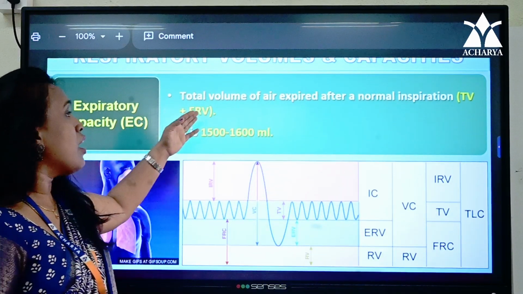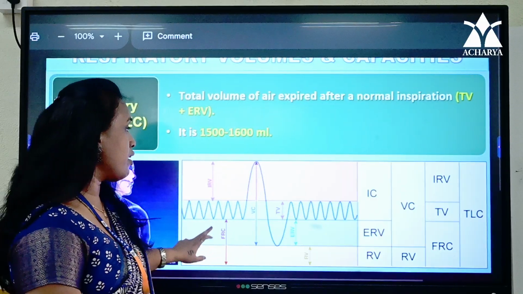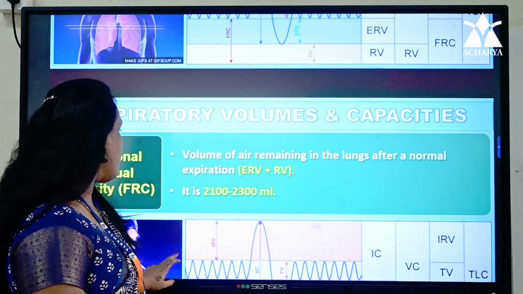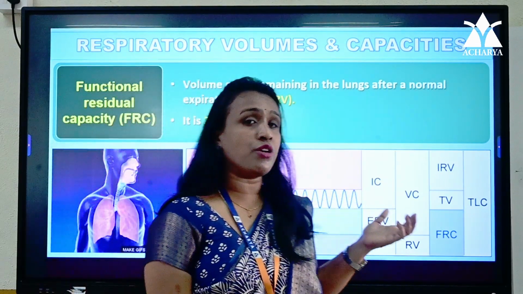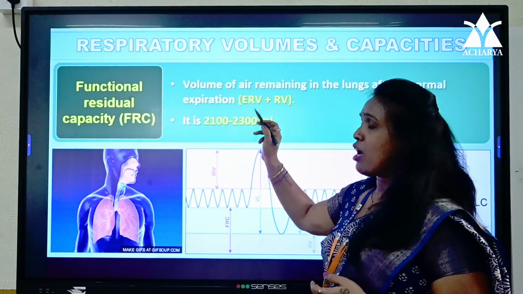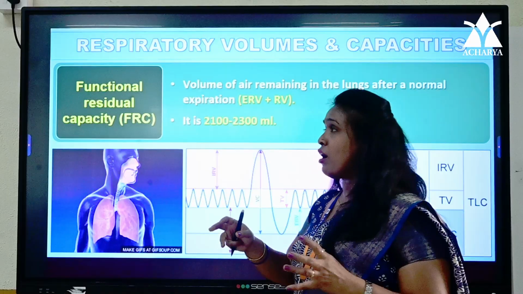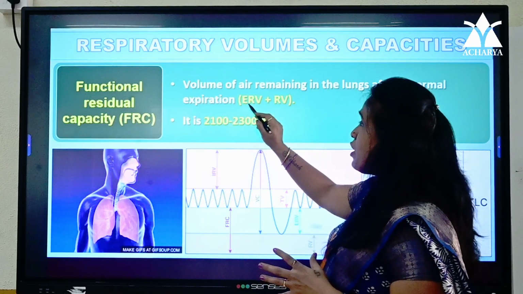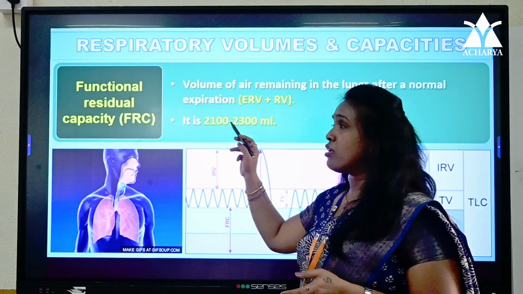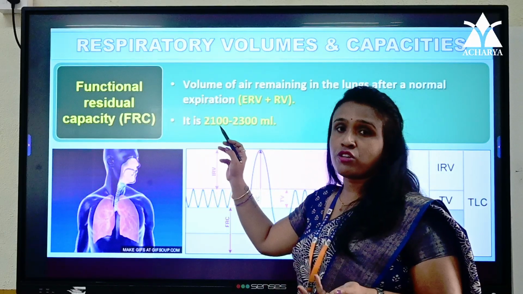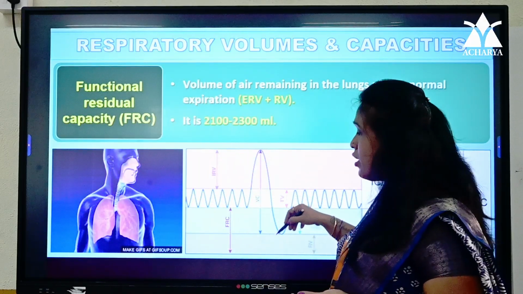Next, coming to the expiratory, it is the same as IC. Expiratory capacity is TV plus ERV, that comes to 1500 to 1600 ml. Next comes the functional residual capacity. So what is FRC or functional residual capacity? It is the ERV plus the volume of air that is present after forceful expiration, the residual volume. How much is it? 2.1 liters to 2.3 liters, also called 2100 ml to 2300 ml.